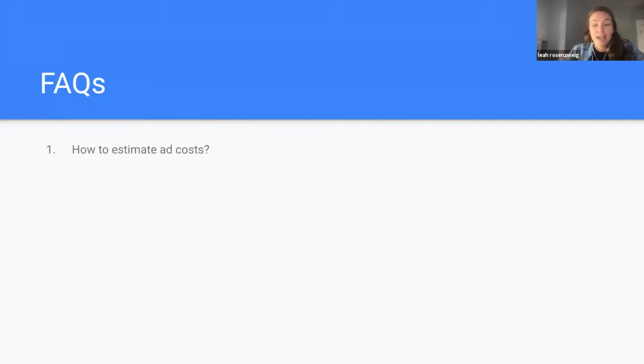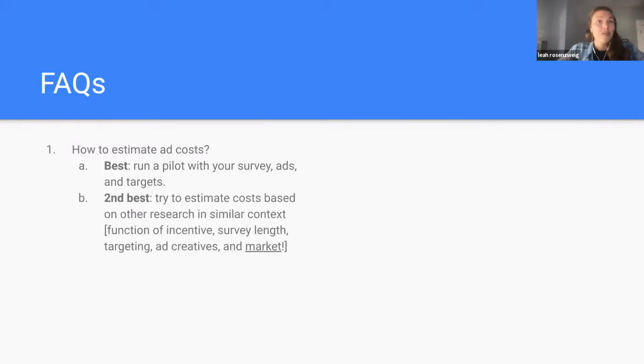So the first is how to estimate ad costs, which is unfortunately a really hard question for the reasons that we've talked about previously. So I think the best way is to just run a pilot with your survey, your ads, your targeting strategy. The second best way would be to try and estimate costs based on other researchers, ideally in similar contexts. But again, depending on the time of the year, what kind of targeting strategy you're using, the incentives you're using or not using, survey length, all of these things are some sort of complicated function that feeds into the actual ad costs. So it can be a little bit tricky. So if you can, I would recommend running a pilot to estimate costs.